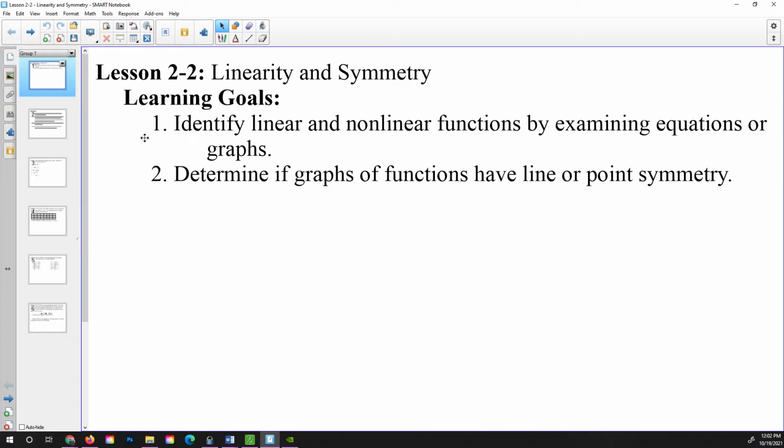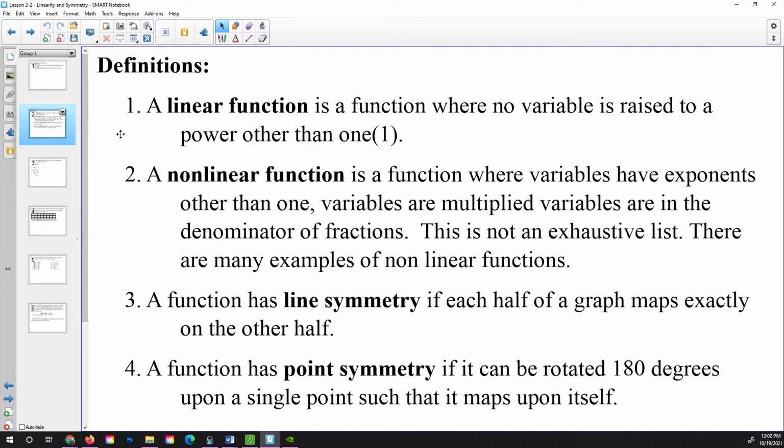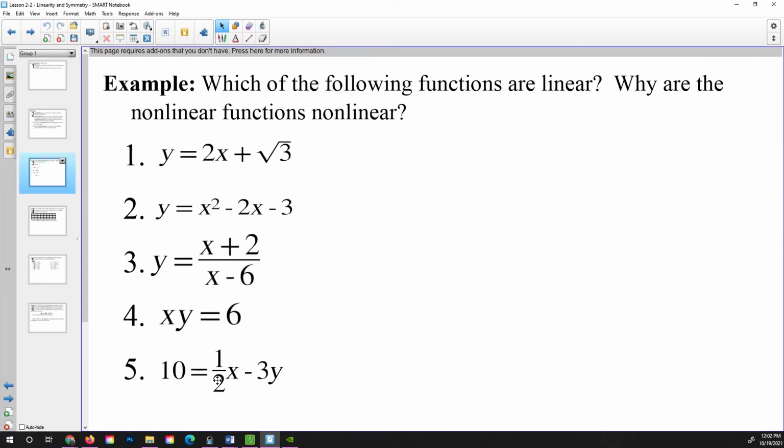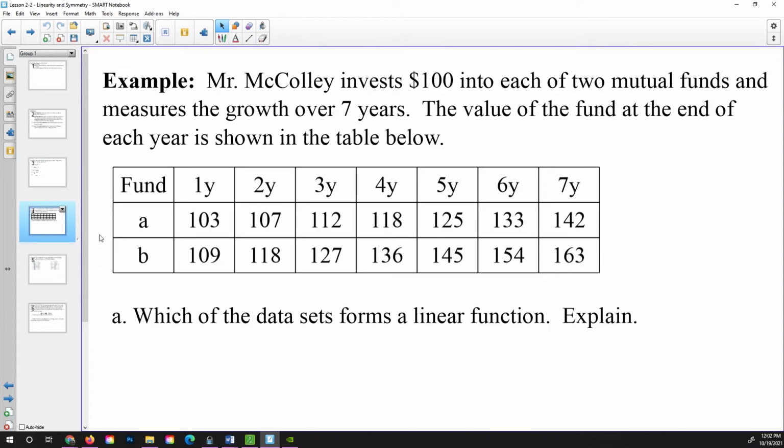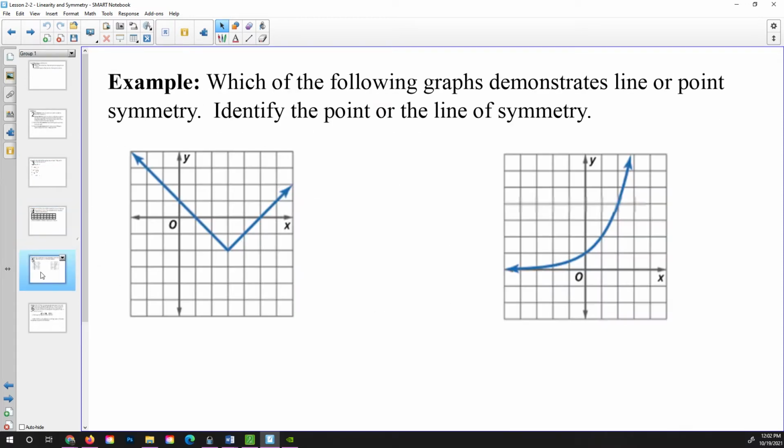But I do want to finish up this lesson today, so I'm sending this little video to try and go over some of this stuff with you. Yesterday we did some definitions. We talked about what a linear function is, what a nonlinear function is, line symmetry and point symmetry. We went through some of these functions here and determined which of them are linear and which of them are not and why. We also did that using a table, and then we talked a little bit about line symmetry and non-symmetry. I have one example left to do, and I'm going to go through it right here for you right now.